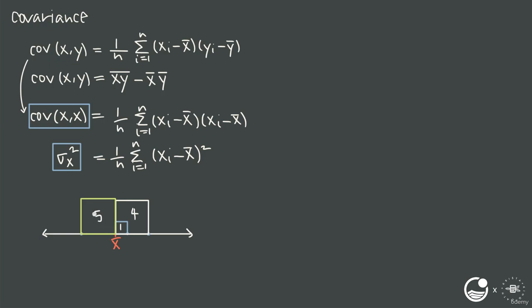What we would do is add up all of these areas. So 5 plus 4 is 9, plus 1 is 10. The total area of all three squares together is 10 square units. And then we have 3 data points, so we would divide that by 3. We get about 3.33. And so the variance of the x variable here, if this is the data set, is about 3.33.